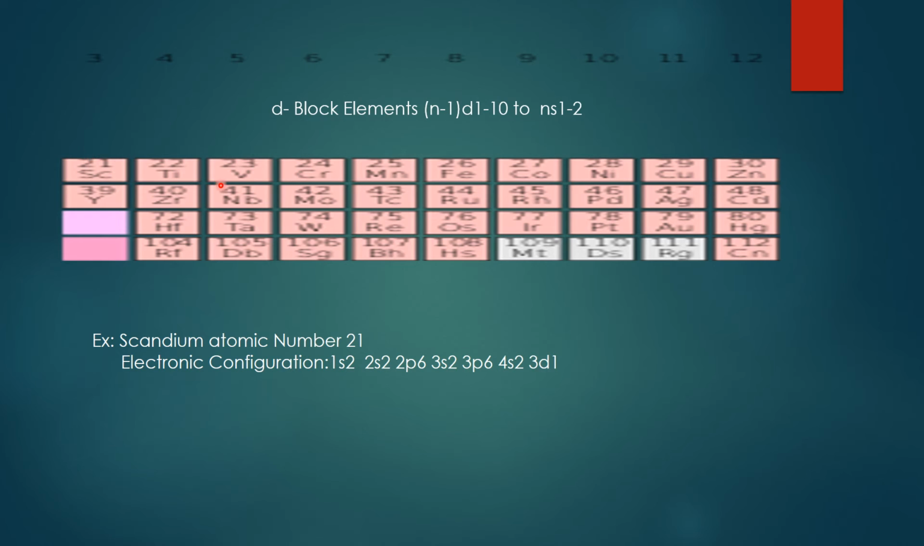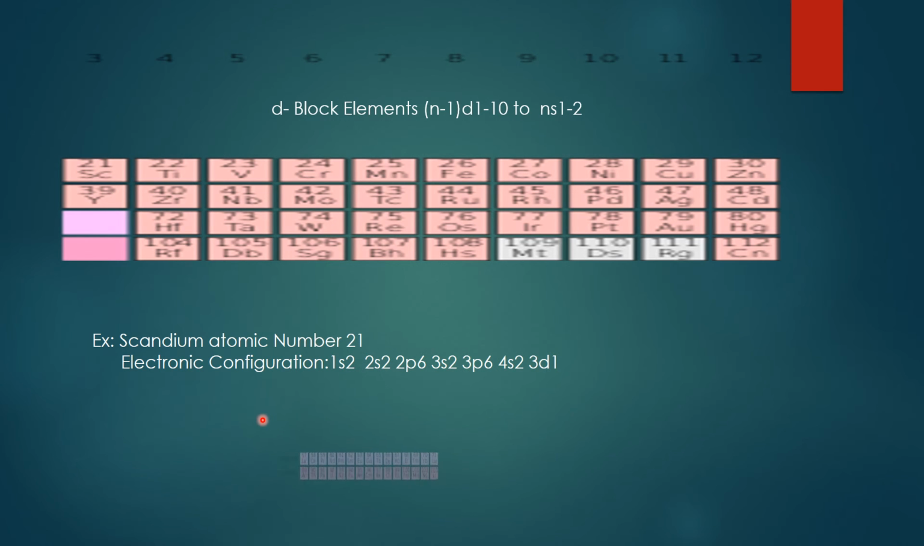In the same manner, titanium is 3d2, vanadium 3d3, chromium, and so on. Are you clear about that? So when the new coming electron enters into the d orbital, they are known as d block elements. They are also known as transition elements. Are you clear? Next one.